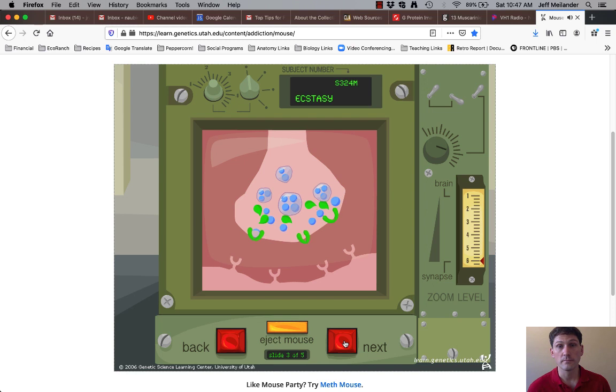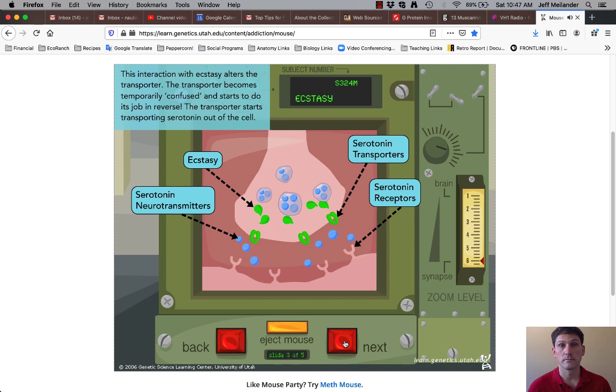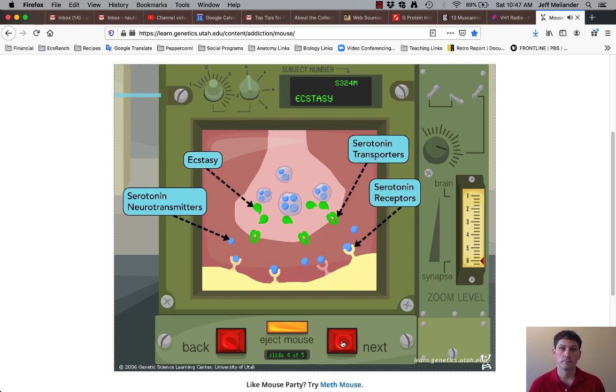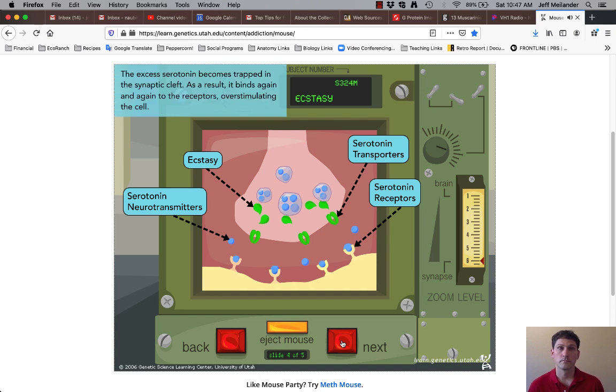This interaction with ecstasy alters the transporter. The transporter becomes temporarily confused and starts to do its job in reverse. The transporter starts transporting serotonin out of the cell. So again, we kind of saw this with meth, a little bit different, but there's this release and flood of serotonin coming out of that presynaptic cell into our synaptic cleft. So you can imagine what's about to happen. The excess serotonin becomes trapped in the synaptic cleft. As a result, it binds again and again to the receptors, overstimulating the cell.